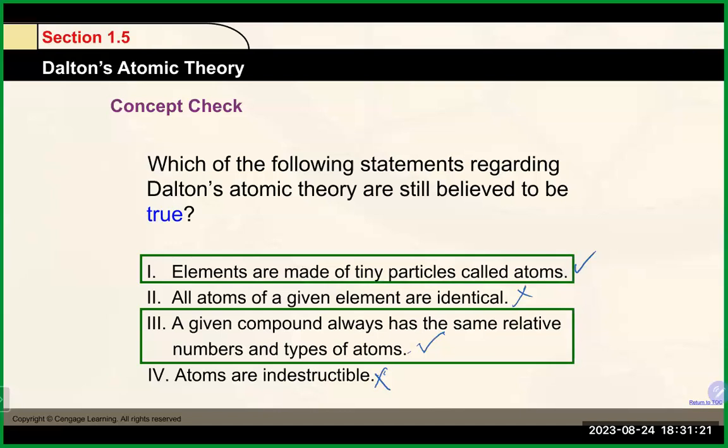Any questions on Dalton's atomic theory? So you should know the parts of Dalton's atomic theory, and obviously which ones are still correct and which ones are incorrect. Any questions on that?